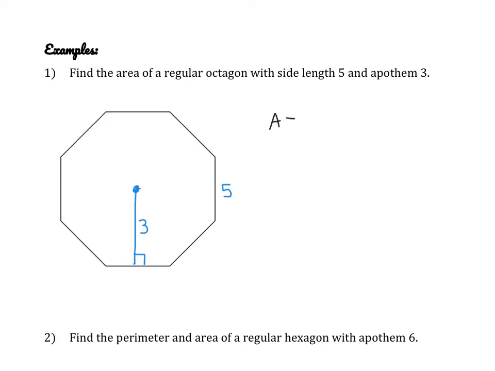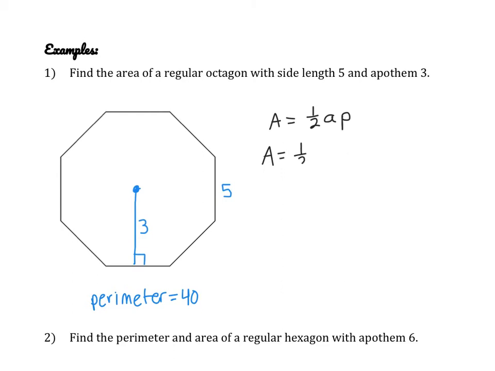So remember, the formula is 1/2 times the apothem times the perimeter. We are given the apothem. We do need to do just a little bit of work to find the perimeter. We know one side length is 5. If there's 8 sides, that makes the perimeter 40. And now we have everything we need to use that formula.